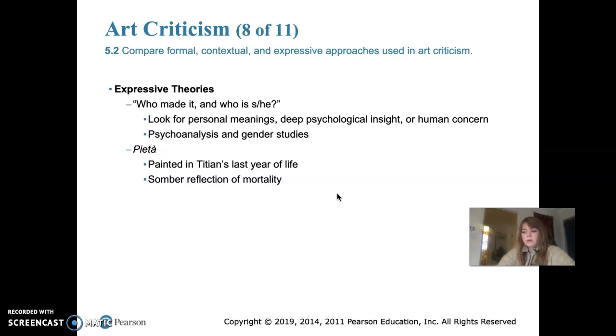If formalists want to know about dates and contextualists want to know about the background or the culture during the time, expressive critics want to know who made it. So critics who favor this approach tend to look for powerful personal meanings. So Pieta, it was painted in the last year of Titian's life, a somber reflection of mortality that has to do with the fact that Titian himself is dying.